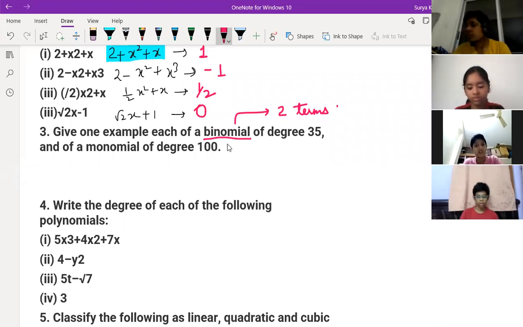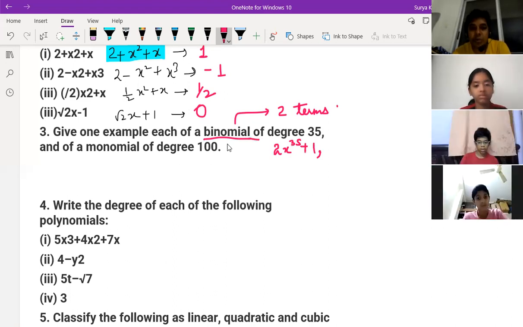So 2x plus 1 to the power 35, sir. See, degree means what? The variable's power, yes. So 2x to the power 35 plus 1, sir. Yeah, you can write like this: 2x to the power 35 plus 1. Next, Satvik, you tell me. I'm just giving the answer for this. Binomial of degree 35.